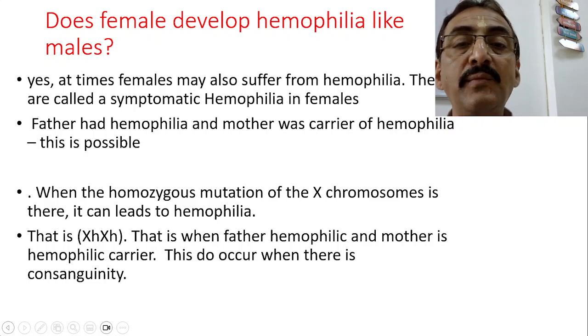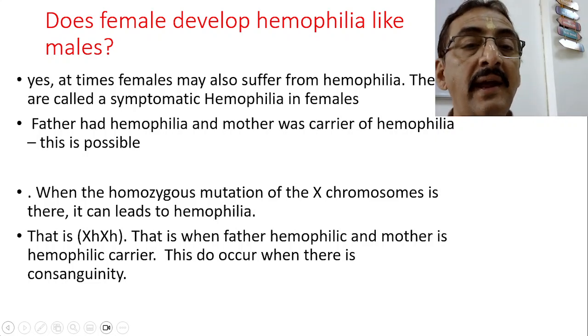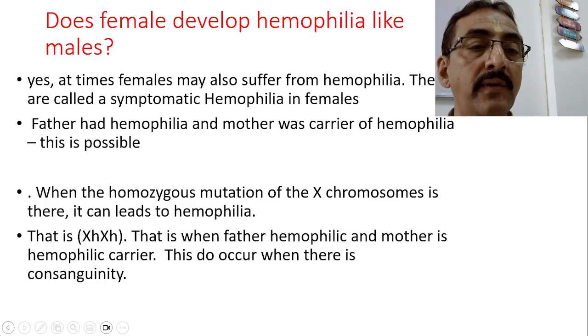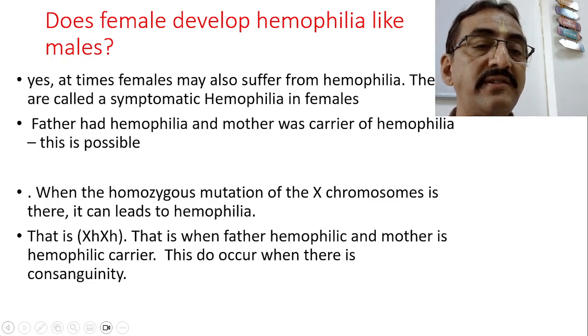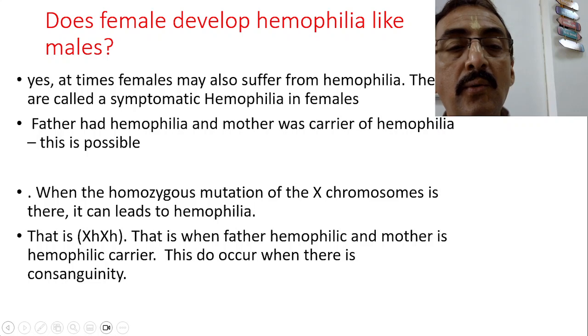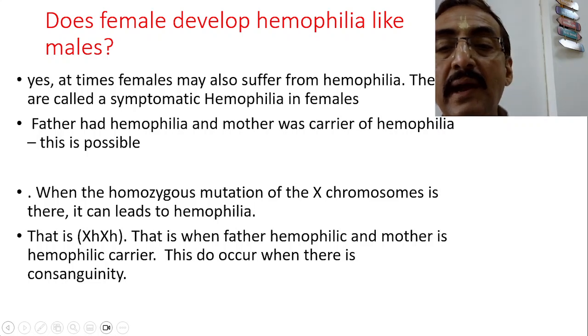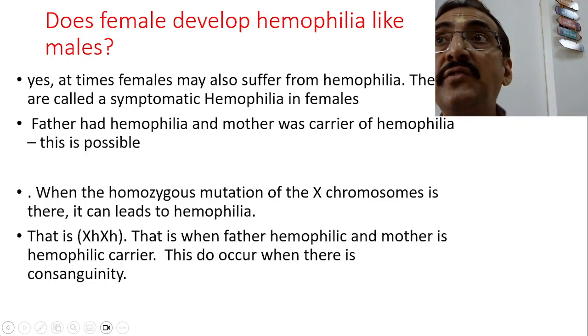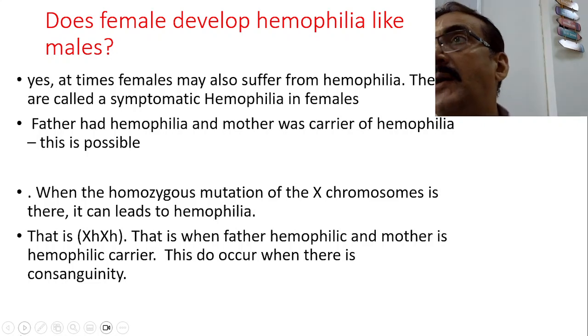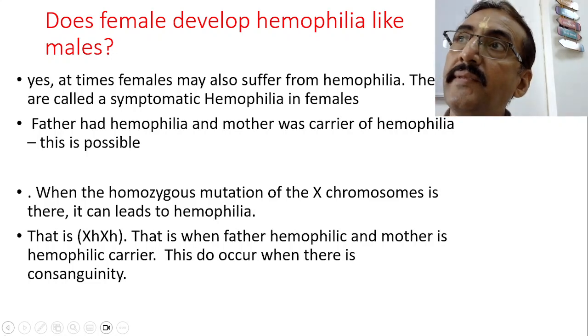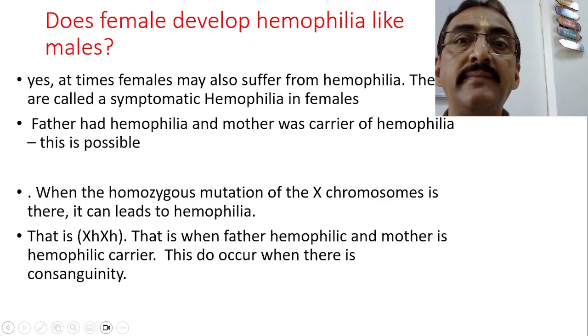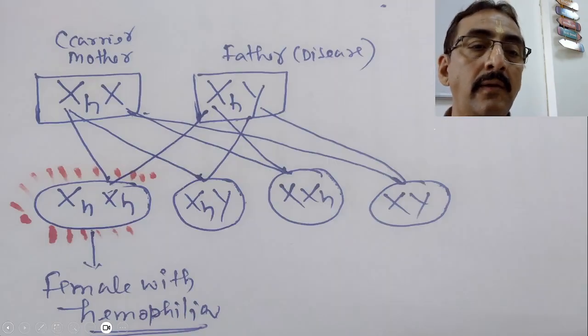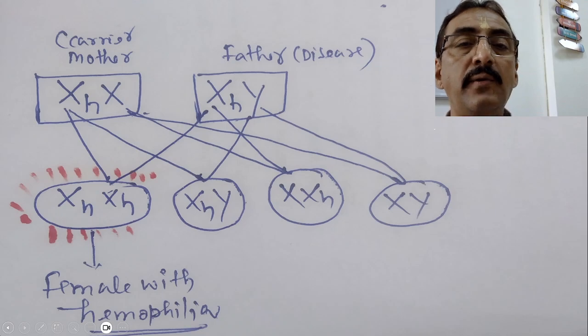Then the possibility is there that the female can also develop hemophilia. When homozygous mutation of the X chromosome is there, it can lead to hemophilia. That is called XHXH. H stands for hemophilia. That is when the father is hemophilic and the mother is a hemophilic carrier. These do occur in consanguineous marriage. These are very common in consanguineous marriage, like a maternal uncle marrying his sister's daughter. So hemophilia in a female is a possibility.